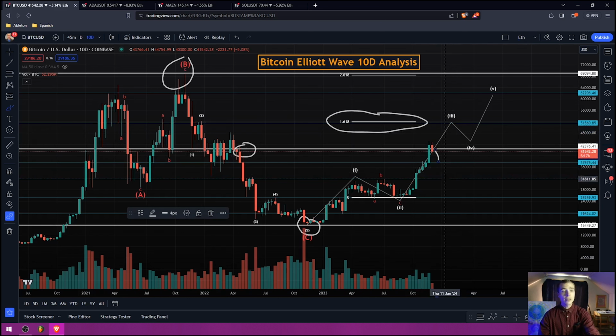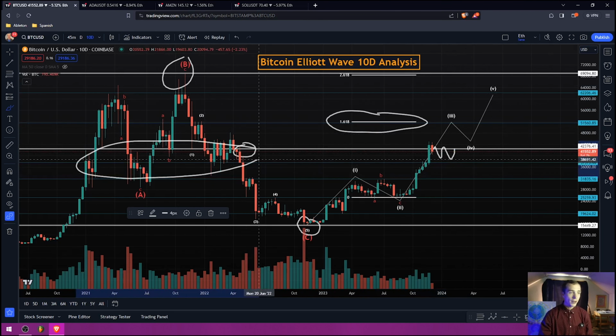They could drop back to the next support level at 37, or even down to the next support level at 31,000. As far as what I'm seeing currently, I think it's more likely that we're going to have some type of support found pretty close here to push up for the 3 wave, the 1.618 level. So that's my short-term view here.